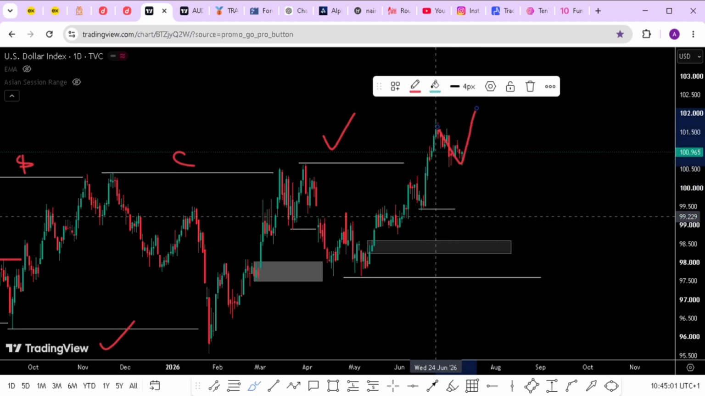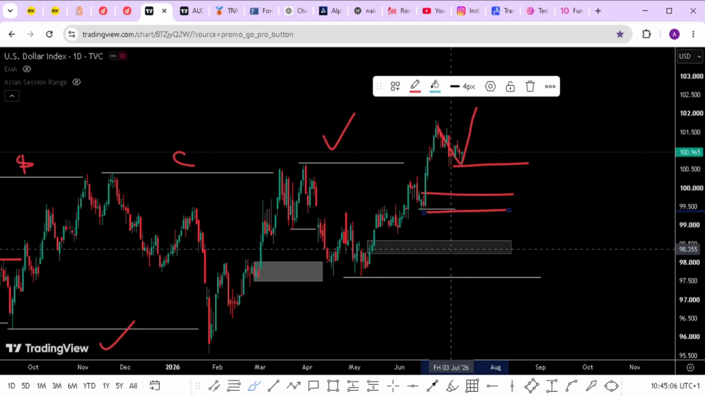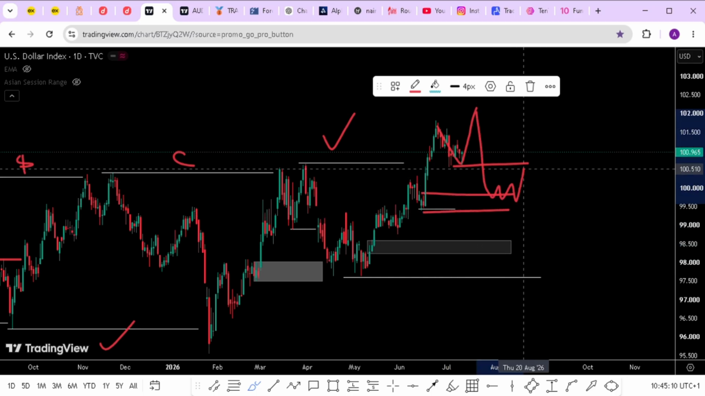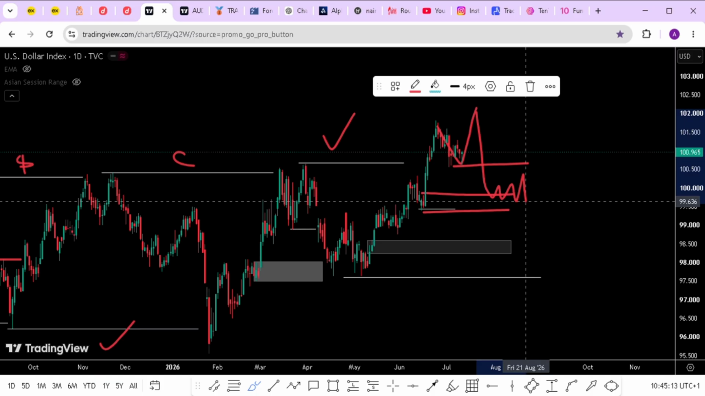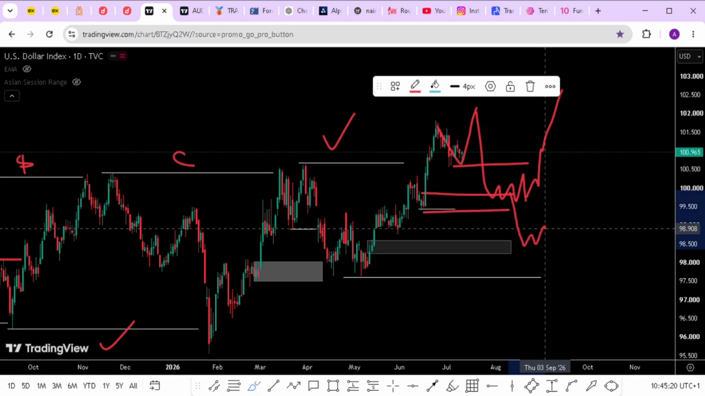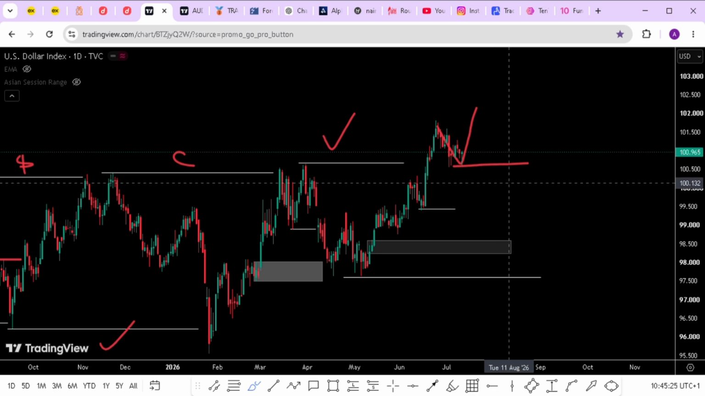If this happens, our inducement will be shifted to this level. Then we use this as a decisional POI, and this will be our extreme. So if the market comes here and gives us a sign that this level wants to hold, we can continue to buy. And if that doesn't happen, we'll wait for this level to give us the same confirmation and we'll buy to the upside. So that's exactly what DXY is doing.